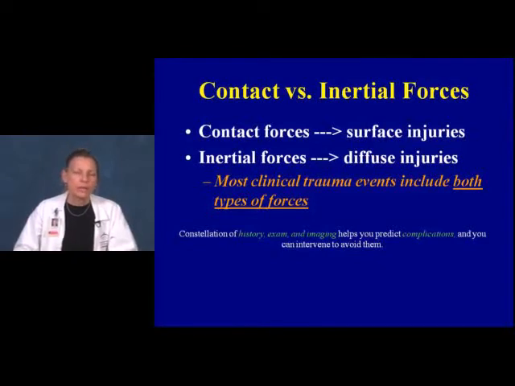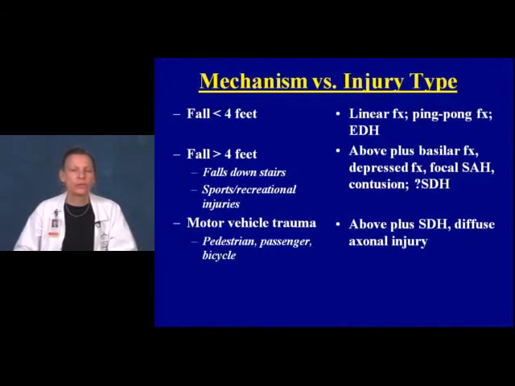It's important to understand that most injury scenarios include both contact events and inertial events at the same time. So a head is put in motion, stops suddenly. The force of the stopping against the surface of the head causes contact events, and the motion of the brain within the skull causes inertial injuries. There's a constellation that the clinician can then use, taking into account the history, the physical exam, and the imaging, which helps you predict which complications your patient may evolve, and you can then intervene to avoid them.